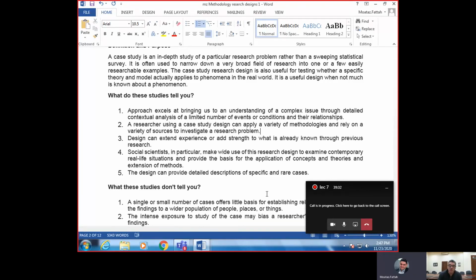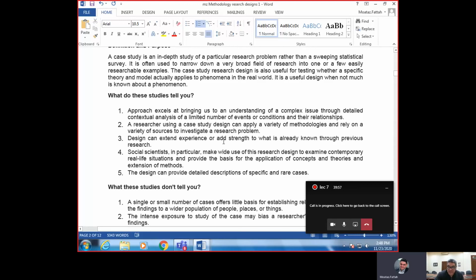So using a case study does not mean that it's easier than comparative, for instance, or longitudinal. No, actually it can be harder, because you need to go deep in understanding your case study. Then you might use so many methodological techniques to understand your case study.